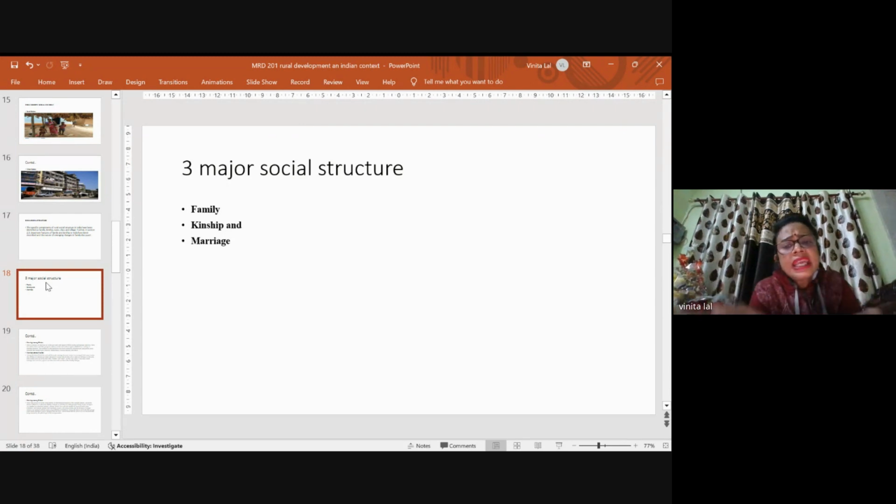So in societies in which individuals choose their own mates, dating is the most typical way for people to meet and become acquainted with prospective partners. So this is all about marriage.